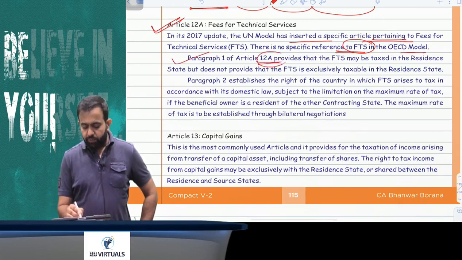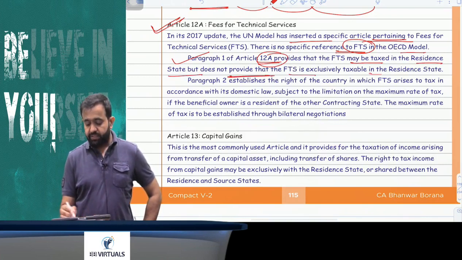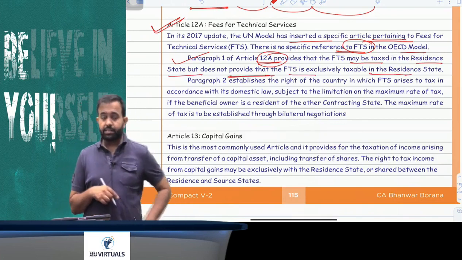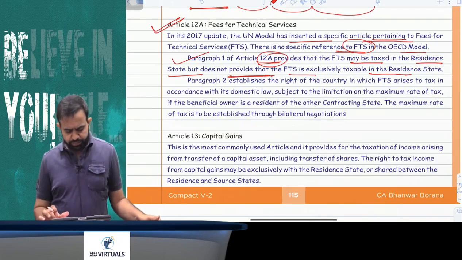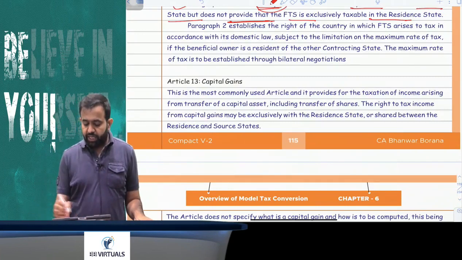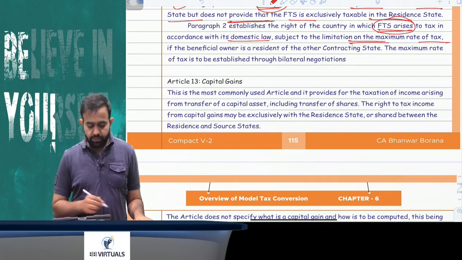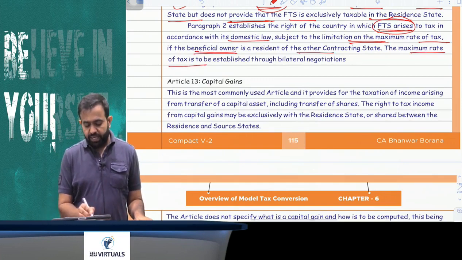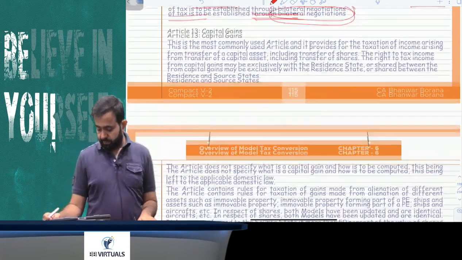Paragraph 1 of Article 12A provides that FTS may be taxed in the residence state, but does not provide that FTS is exclusively taxable in the residence state. They are saying that the residence state can also charge and the source state can also charge. Paragraph 2 establishes the right of the country in which FTS arises, that is the source country, to tax in accordance with its domestic law, subject to a limitation of maximum rate of tax. If the beneficial owner is a resident of the other contracting state, the maximum rate of tax is to be established through bilateral negotiation. Now next part is capital gain.